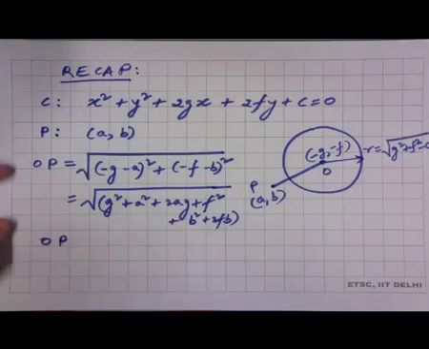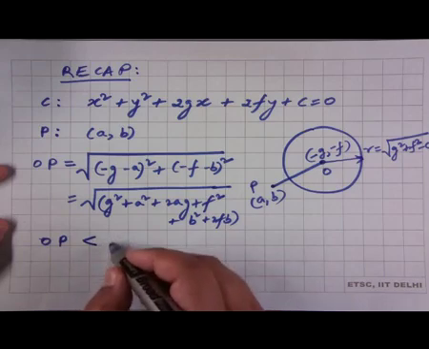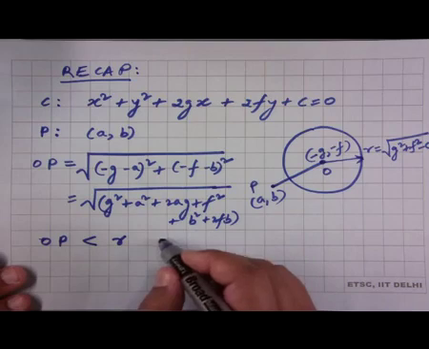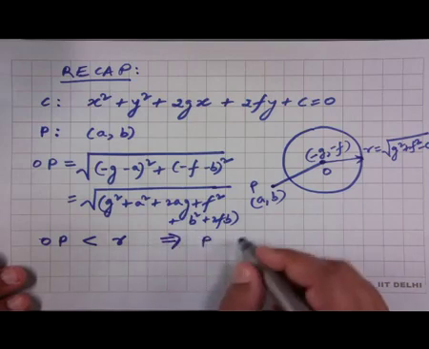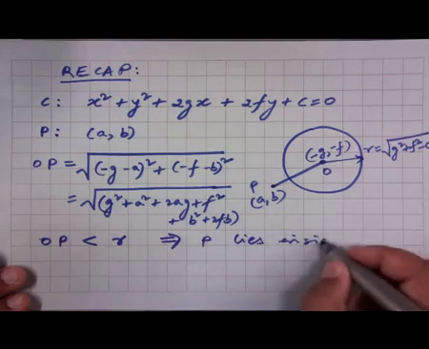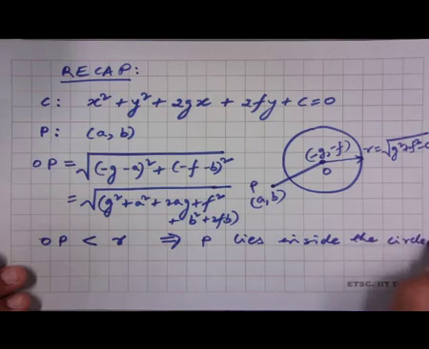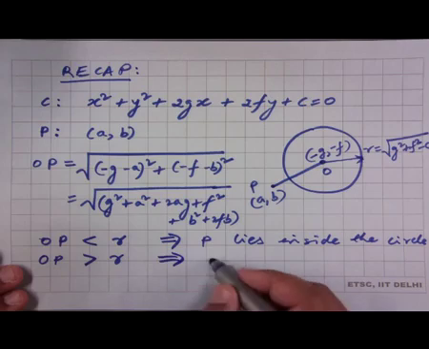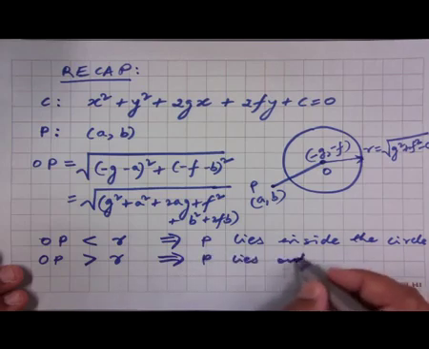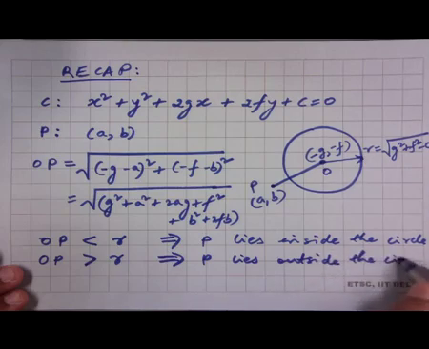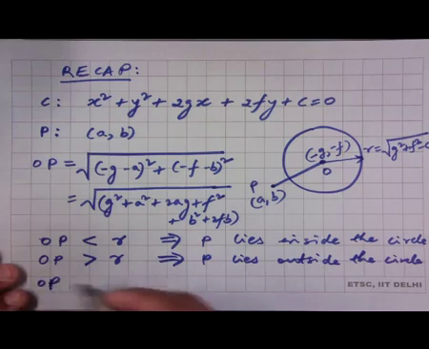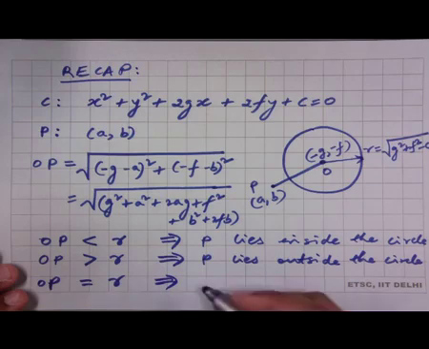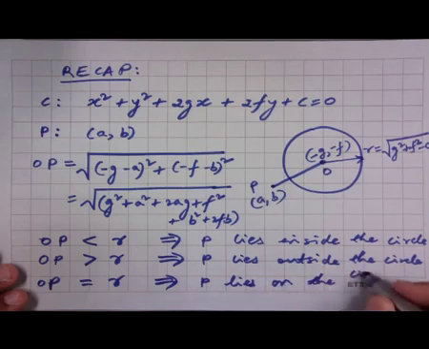So now we say that if OP is less than R, then it follows that P lies inside the circle C. If OP is greater than R, then it follows that P lies outside the circle, and if OP is equal to R, then P lies on the circle.